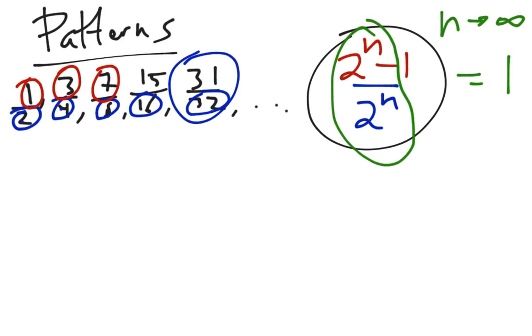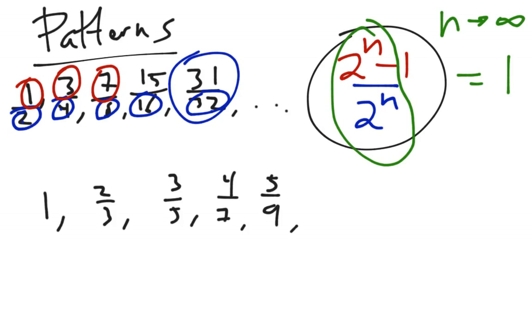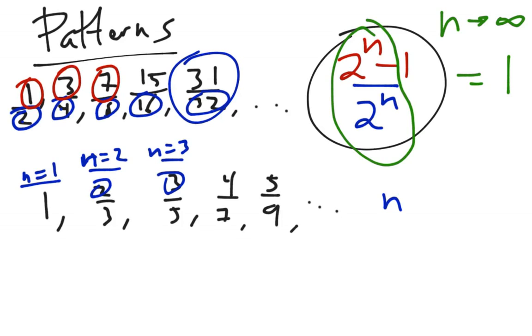Let's say as a separate pattern, I have 1, 2/3, 3/5, 4/7. The next one would be 5 over 9. These are all odd numbers. So the top pattern, you have the first one is n is 1, n is 2, n is 3. You always want to find the pattern relative to those numbers. So the top is basically just n, because these always match the n value. And then the bottom is always the odd numbers.